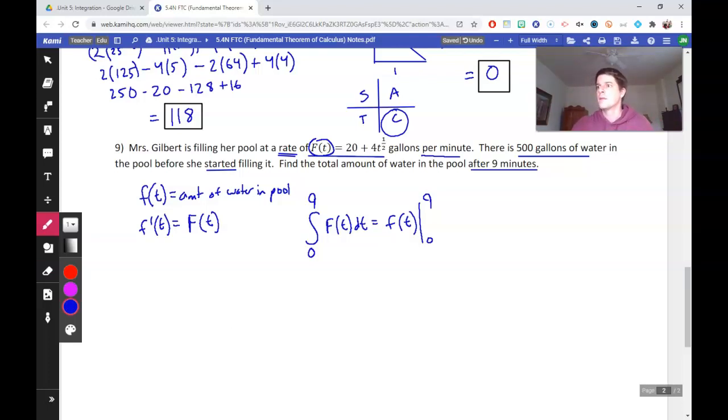So let's see here. We have the antiderivative. Let's actually write it down with f of t. The integral of 20 plus 4t to the 1/2 power dt. And the antiderivative of this is going to be 20t plus 4. Okay, let's raise t to the 3/2 power, add 1, divide by that number, and we're evaluating that from 0 to 9. All right?